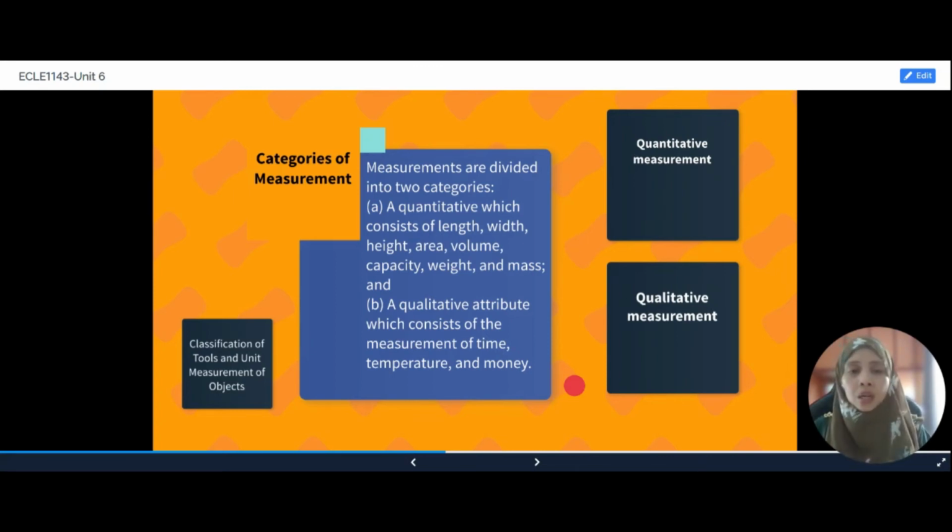For example, handphone ni memang macam ni lah, dia punya size, dia tak akan berubah. So this is a quantitative measurement. Tetapi kalau dari segi masa, kalau dari segi wang ringgit, kalau dari segi hari, kalau dari segi temperature, dia akan berubah. Contoh kita ada RM10, pergi dekat Family Mart, beli apa-apa yang patut, so dah kurang RM3. So that is qualitative attribute.